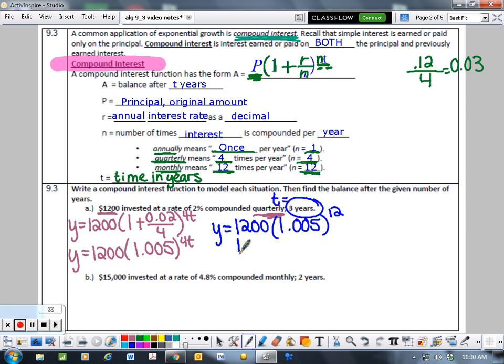And so this is going to give me 1,200 times 1.0616, and so on and so forth. I'm going to multiply that by the 1,200, which means that I'm really going to end up with $1,274.01.